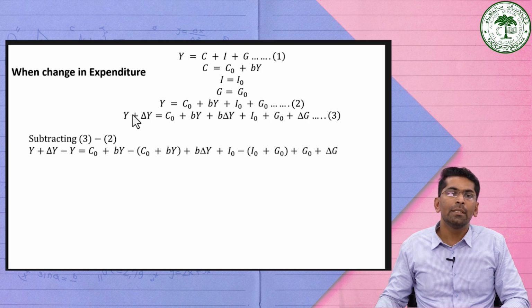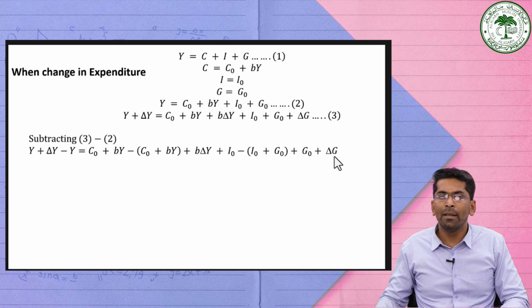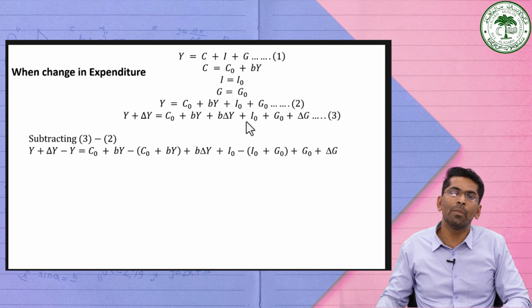It will become y plus delta y, subtracting here, minus y, then C0 plus by minus C0 plus by, I am putting into the bracket, plus B delta y as it is. Then what is remaining? I0 minus I0, plus G0 minus G0, then delta G. So we have just subtracted equation number 2 from equation number 3.